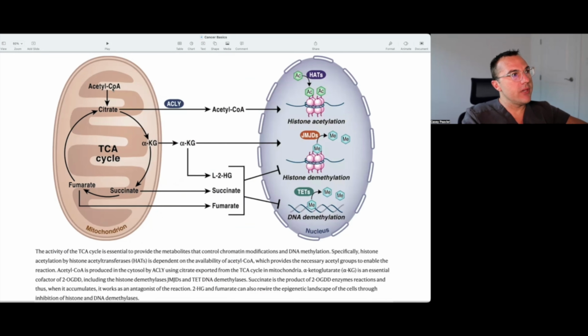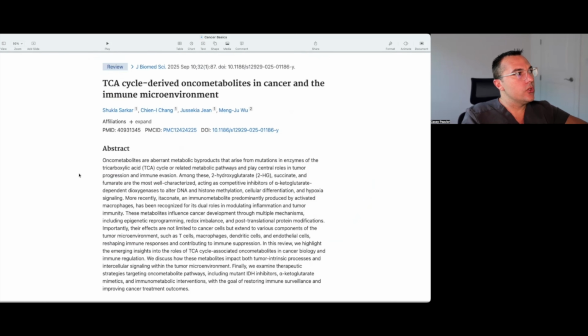Here's another picture from the same paper looking at how different TCA intermediates can interact with the genome in the nucleus and actually change gene expression. And I'm going to go to a paper that was more recently published in September of 2025, just a few short months ago. It's titled TCA cycle derived oncometabolites in cancer and the immune microenvironment.